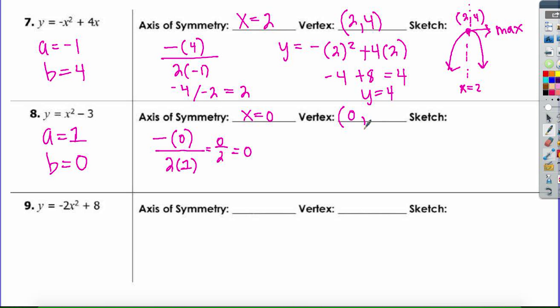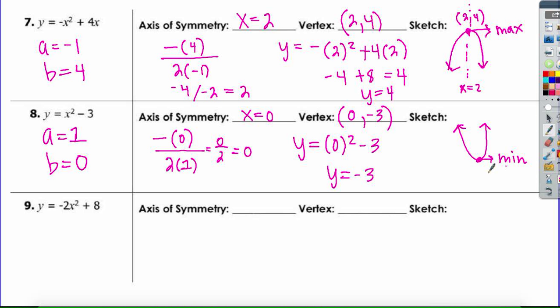That's the x-coordinate of the vertex. When we plug that in, y equals 0 squared minus 3. So y is equal to negative 3. That is the y-coordinate of the vertex. The sketch, since a is positive, it is going to be facing up. So our vertex is considered a minimum. It's happening at the point 0, negative 3. And the axis of symmetry, the line that divides it in half, is going to happen at x equals 0.